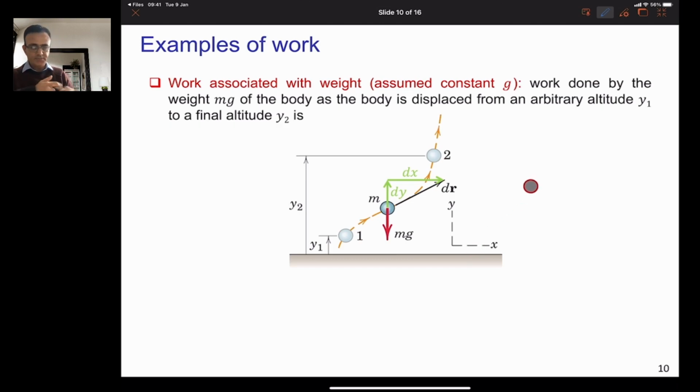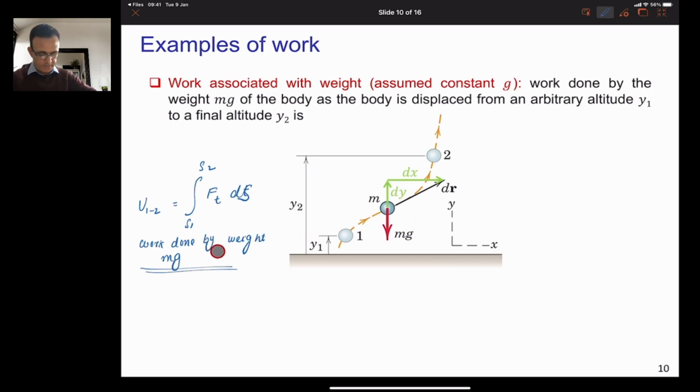So as we already know the equation of the work, that is U12, which is the work done by a force from 1 to 2, and which was the integral from s1 to s2 of Ft ds. So in this case, Ft is the tangential force, or the force in the direction of the displacement. So in this case, because we are interested to calculate the work done by weight, we want to calculate this work done by weight mg.